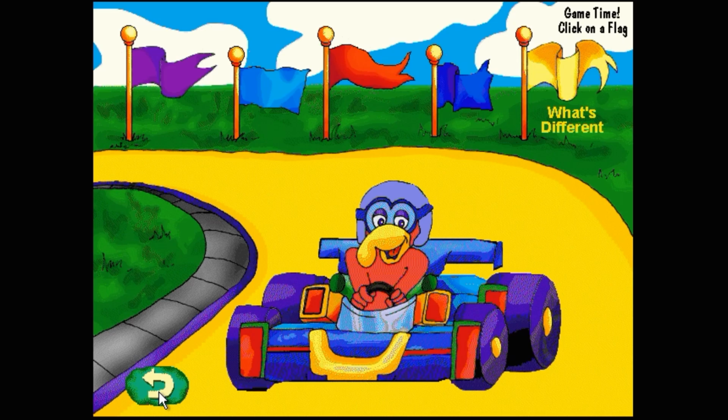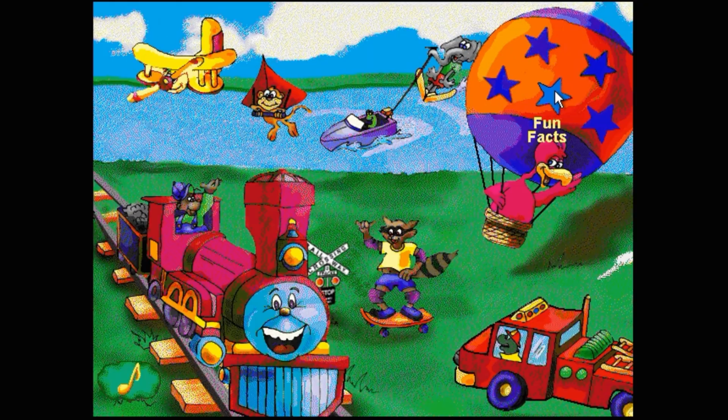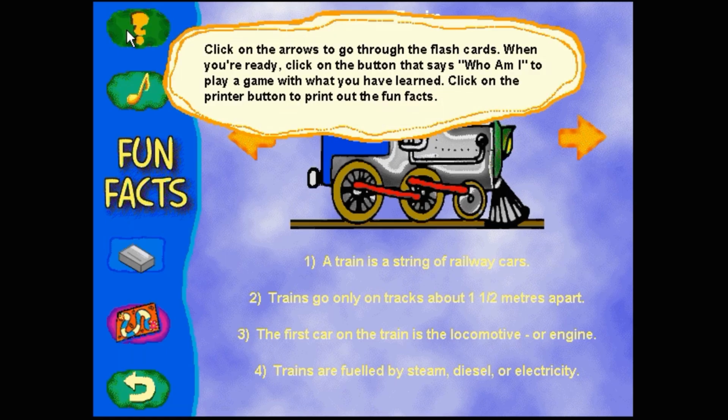What's different, game? Let's go back. Fun fact. Train. A train is a string of railway cars. Trains go only on tracks about 1.5 metres apart. The first car on the train is the locomotive or engine. Trains are fueled by steam, diesel or electricity. Click on the arrows to go through the flashcards. When you're ready, click on the button that says "Who am I?" to play a game with what you have learned. Click on the printer button to print out the fun facts.